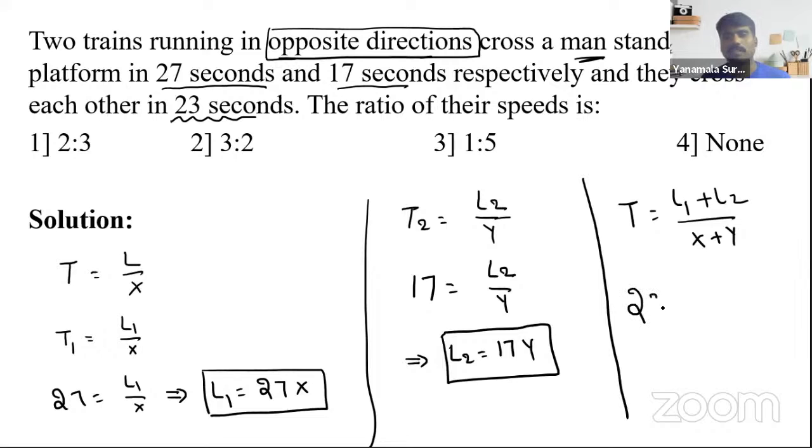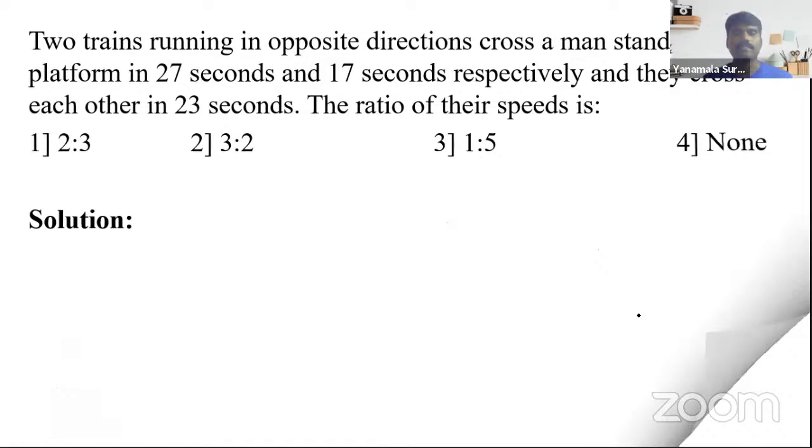23. 23 equal to, see, L1 we already know, that is 27x, plus L2 also we already know, 17y, divided by X plus y. Now what I'm gonna do is, the denominator part is there. Now I'm gonna take it to the left hand side. Let me solve this thing in next slide. Now 23 into (x plus y) is equal to 27x plus 17y.